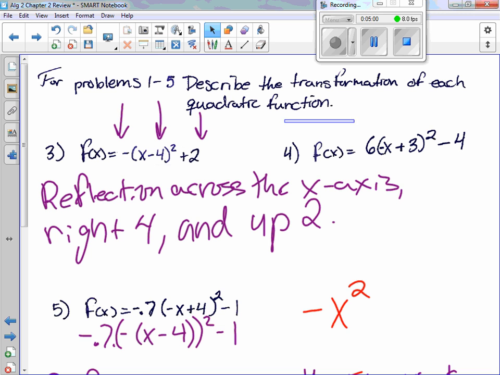Any other questions on describing these transformations? We need to see another example of one of these. Yes? No? We're good? Okay.